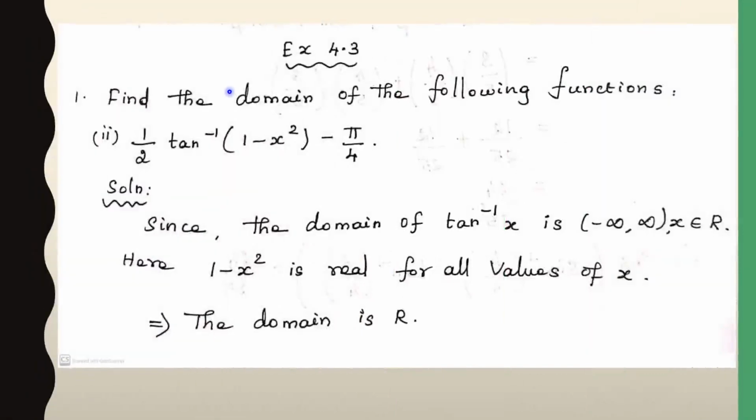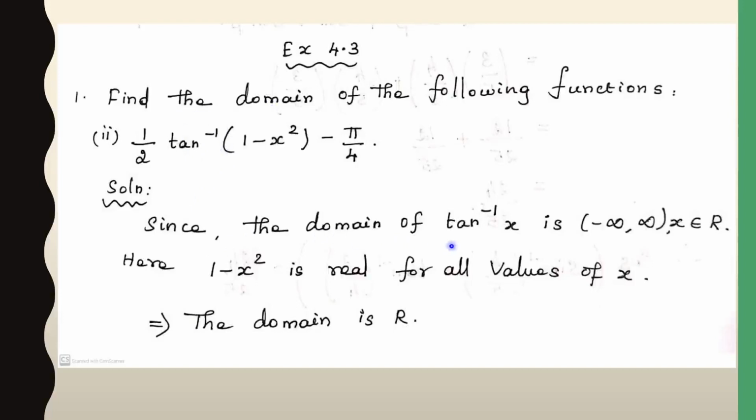Let us see some exercise problems. In Exercise 4.3, let us see the first, second sum. Find the domain of the following functions: 1 by 2 into tan inverse of 1 minus x square, minus pi by 4. Here the function is given and the tan inverse function is given. So we must definitely know the domain of tan inverse of x. Let us see the solution.